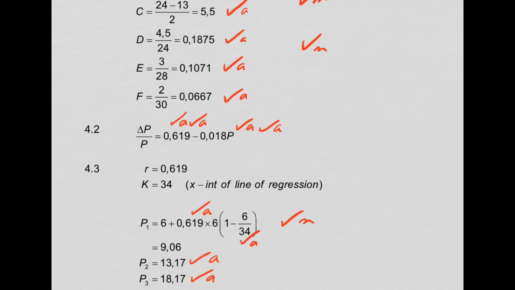But also one point I want to make here is they asked you to work out the line of regression if the values of delta P over P were plotted against P on the scatter plot, not Y against X. So strictly speaking, your line of regression needs to be in terms of delta P over P and P, not Y and X.